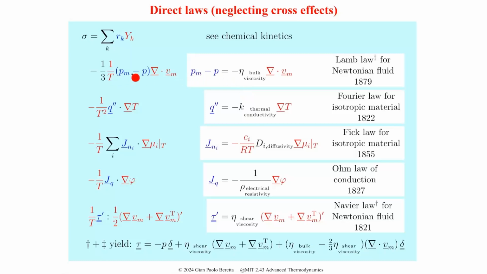The relation between the difference between mechanical and thermodynamic pressure and the divergence of the velocity is called the Lambda law for a Newtonian fluid, and the constant of proportionality between the two is called the bulk viscosity.